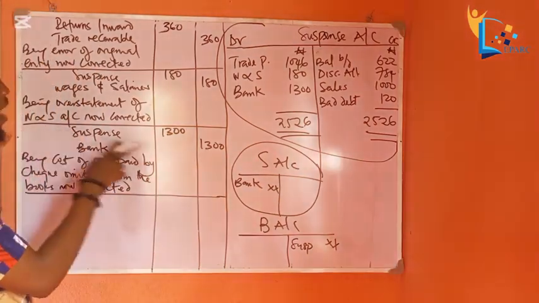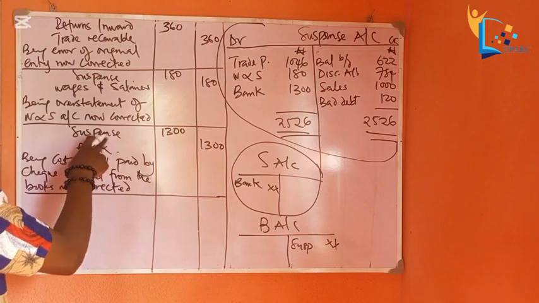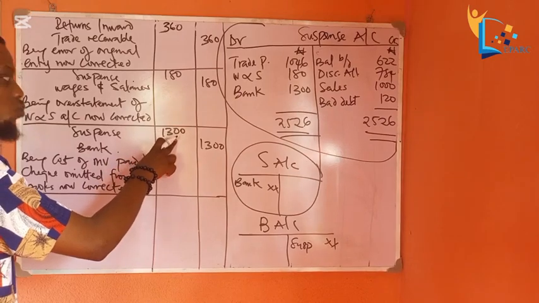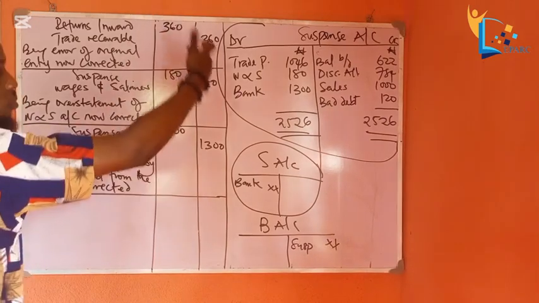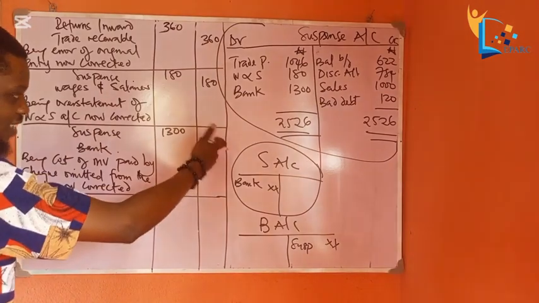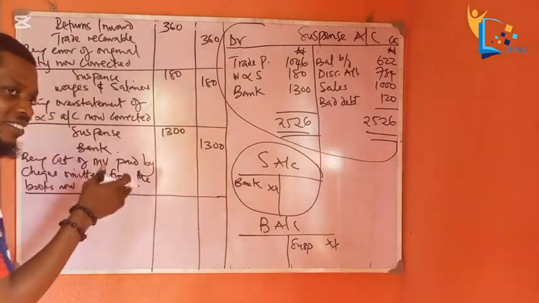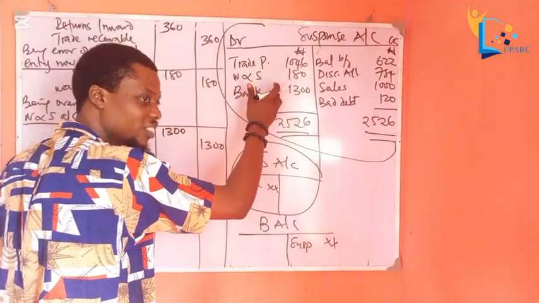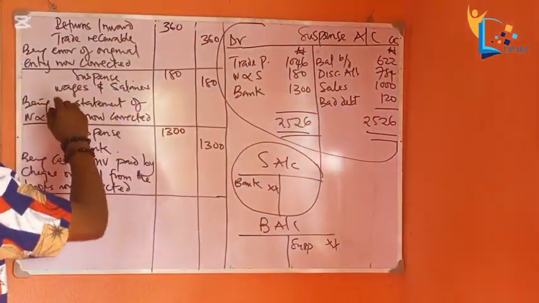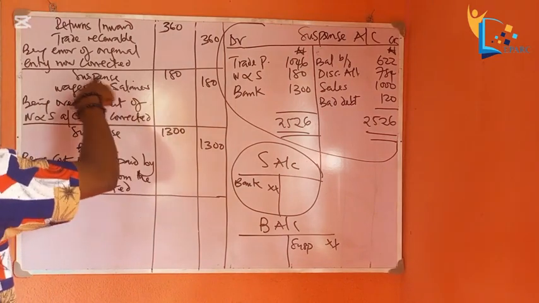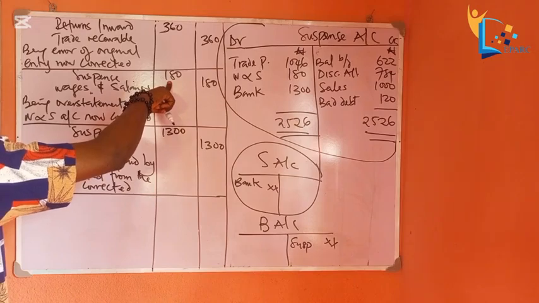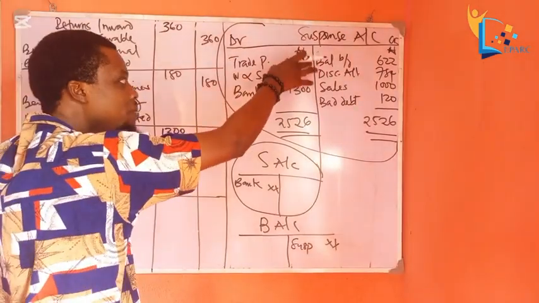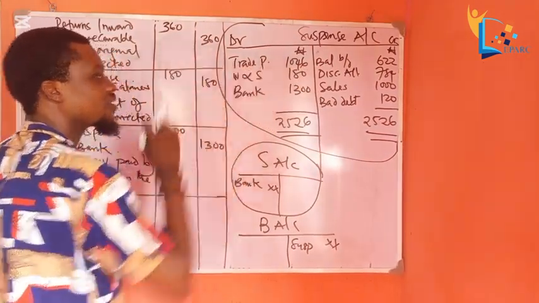So wherever, like here now, bank is credited while suspense is debited. Whichever column, whether debit or credit side, that suspense appears, that is where it will appear on the suspense ledger. Another example, wages and salaries. Suspense is debited in the journal. So when you come to suspense account, still maintain that debit column, wages and salaries.